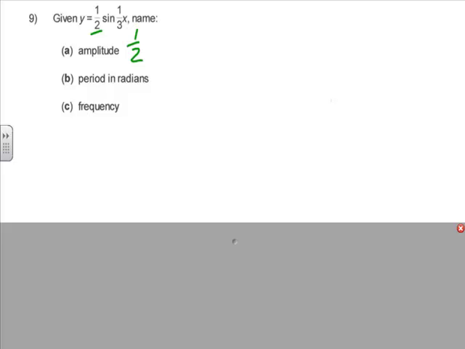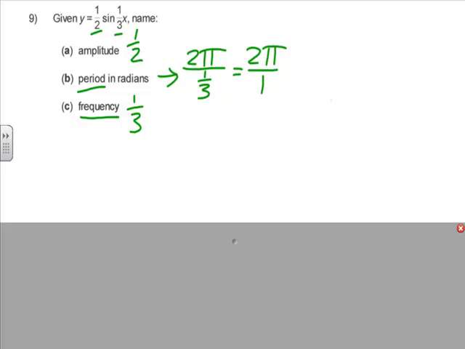Okay, so this is good practice because this time we want to know what the period is. So I'm going to drop right down here because I know what the frequency is, because it's sitting right there. And I know the period is going to be 2 pi over the frequency, which happens to be 1/3. Now to clean this up, I'm going to go 2 pi over 1 times 3 over 1, which is 6 pi.